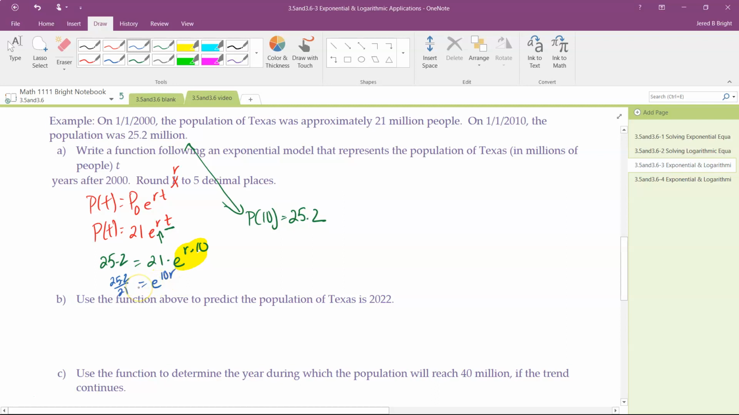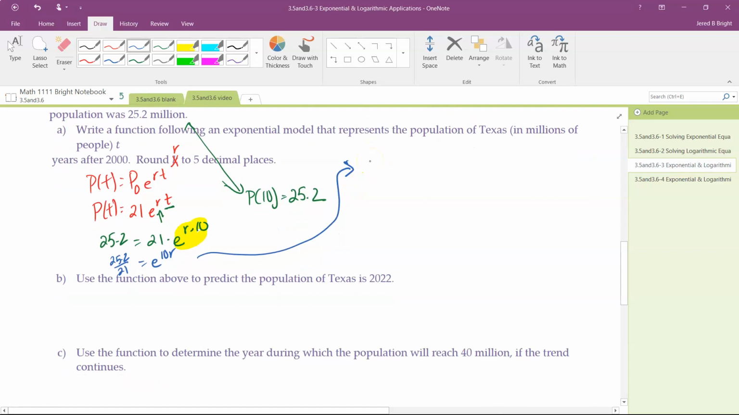Step 2: apply a logarithm on both sides. I don't care which one it is, but natural log would be useful. So I'm going to apply a natural log to both sides, and I get natural log of 25.2 over 21 is equal to natural log of e to the 10r. I know that natural log and e cancel, so the right side is just 10r. Then just solve for r by dividing by 10. Natural log of 25.2 over 21, all over 10, is equal to r.